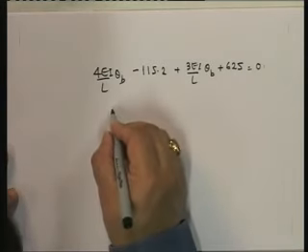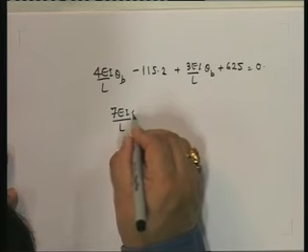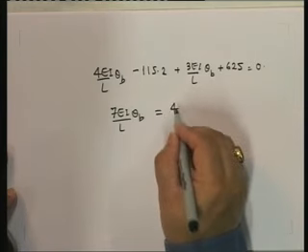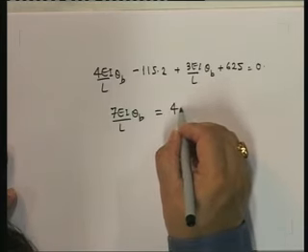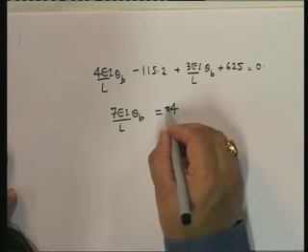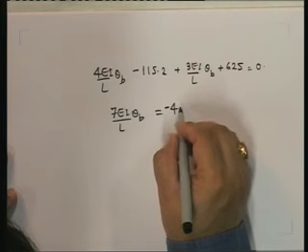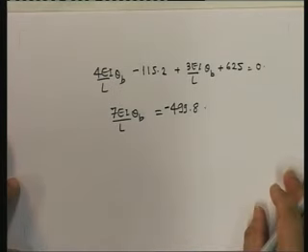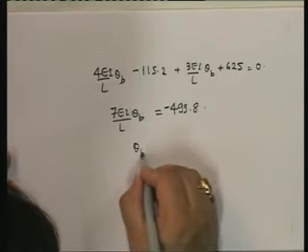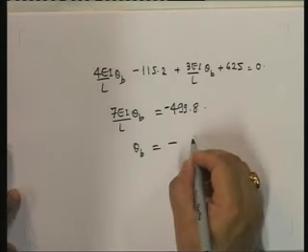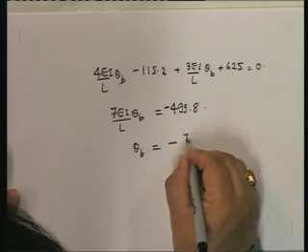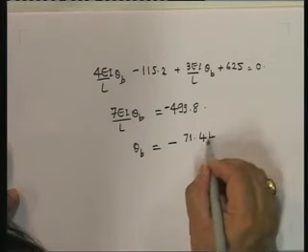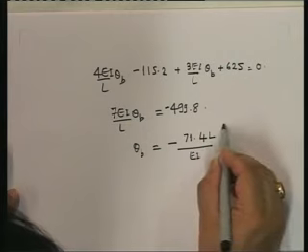So this becomes what? 7 EI upon L theta B is equal to 499.8, and so theta B becomes equal to minus 71.4 L upon EI.